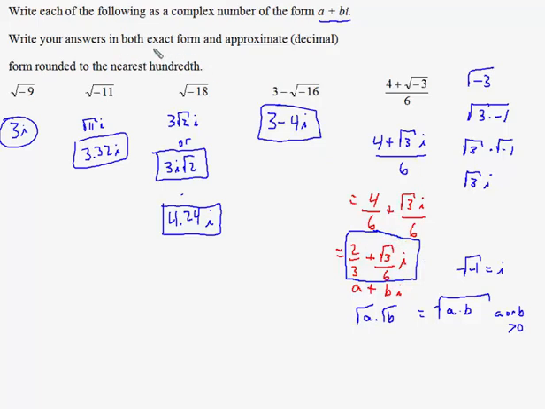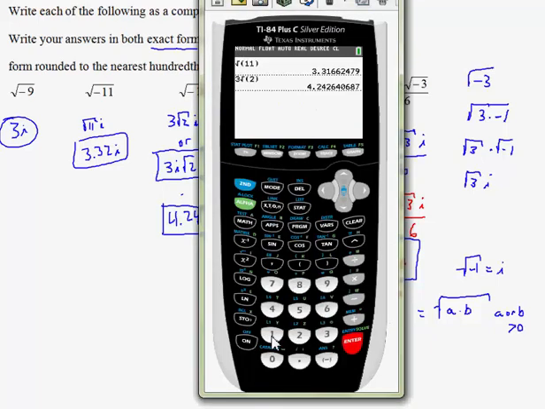I was supposed to give both exact form and an approximate decimal form to the nearest hundredth. So off the top of my head, I know, I'm running out of room, so I'm going to put it over here. I know that 2 divided by 3 is 0.6 repeating. So to the nearest hundredth, since this digit is bigger than 5, I'll round this digit up to a 7. So that's 0.67.